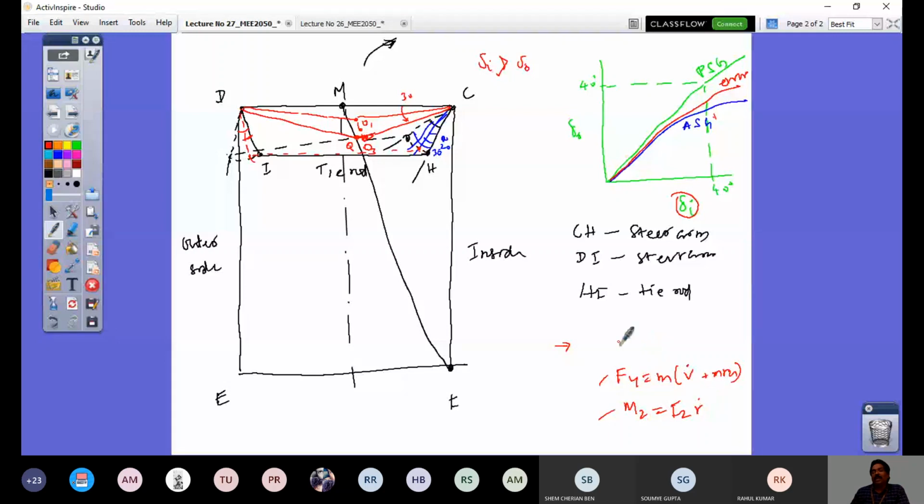But if I consider acceleration or braking, then Fx is equal to m(u dot minus rv). So this equation we have not considered. If we consider this equation, that is more involved dynamics. So with that note, let me finish today's lecture.